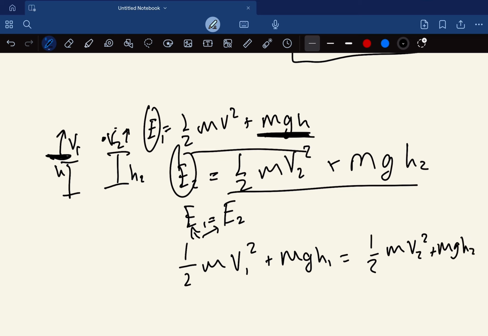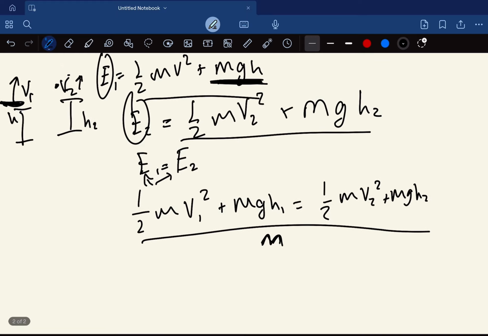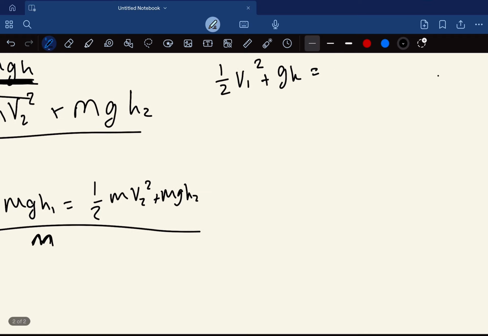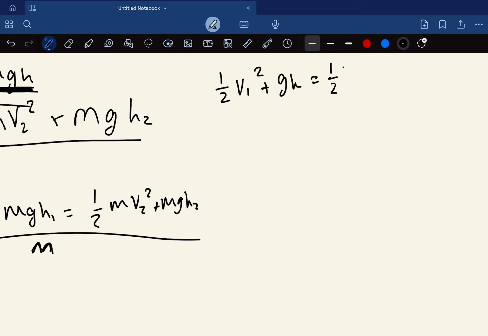If we divide our whole equation by m, then we get 1/2 vi squared plus gh1 equals 1/2 v2 squared plus gh2.